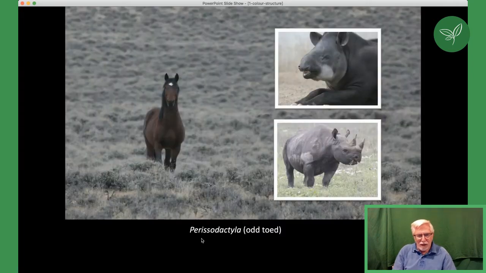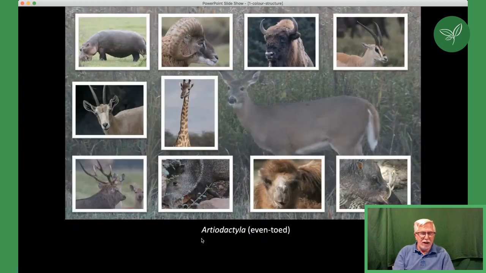So the perissodactyl animals, the odd-toed animals of the world, they tend to have the incisors. They're grass eaters, they're browsers, they bite, and they chew. But they don't have a cud. They don't chew a cud. The artiodactyls, the bovids, the giraffes, these all chew cuds.